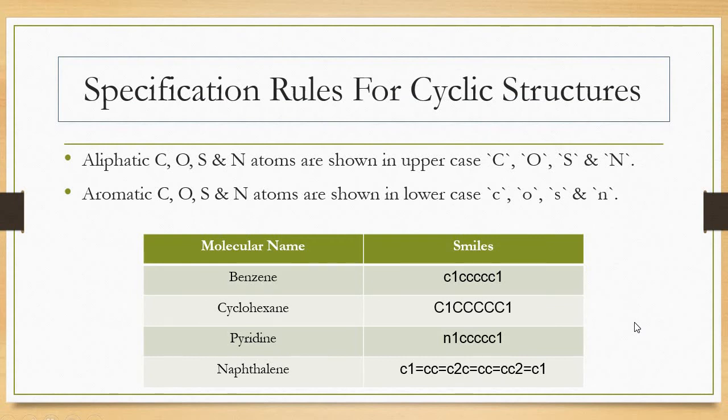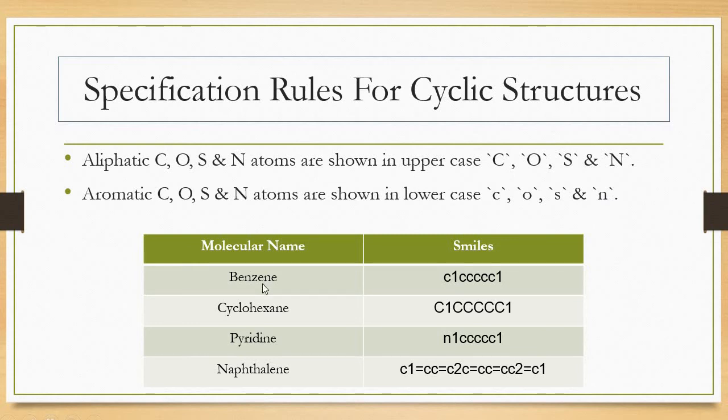Now coming to the specification rules for cyclic structures. We have two types of cyclic structures, the aliphatic cyclic structures and the aromatic cyclic structures. For aliphatic cyclic structures, the carbon, oxygen, sulfur and nitrogen atoms are shown in uppercase like this. And for aromatic cyclic structures, the carbon, oxygen, sulfur and nitrogen atoms are shown in lowercase, as we have already seen in the first slide of examples.